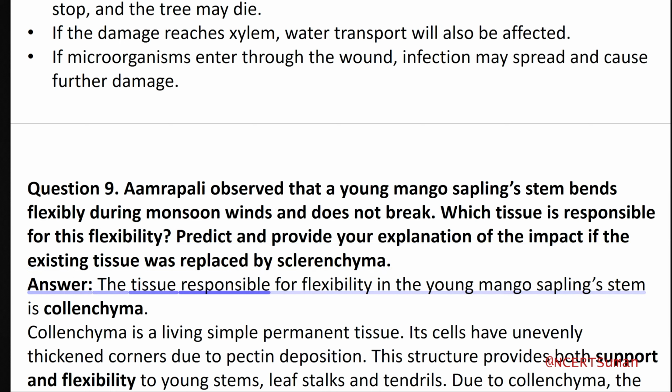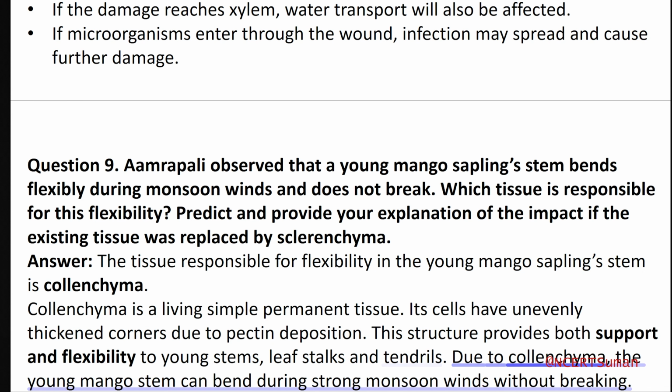Answer: the tissue responsible for flexibility in the young mango sapling's stem is collenchyma. Collenchyma is a living simple permanent tissue. Its cells have unevenly thickened corners due to pectin deposition. This structure provides both support and flexibility to young stems, leaf stalks and tendrils. Due to collenchyma, the young mango stem can bend during strong monsoon winds without breaking.